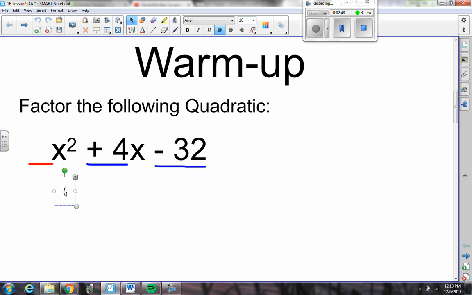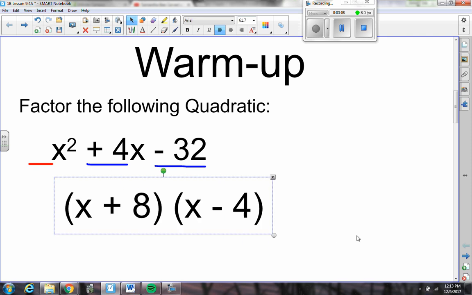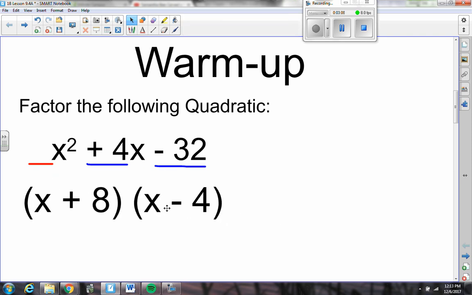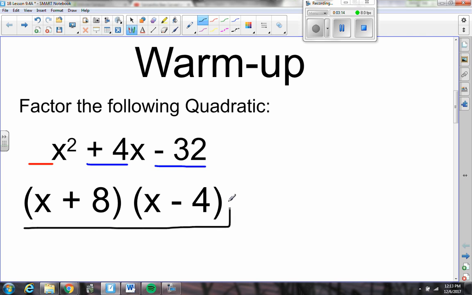So if I want numbers that will multiply together to give me 32, the first ones I think of are 8 and 4. If I make the 8 be a plus, and I make the 4 be a minus, 8 plus a negative 4 will give me 4, right? 8 plus negative 4 is 4. So that would be my factored form of this quadratic equation. This right here would be my factored form of the quadratic equation.